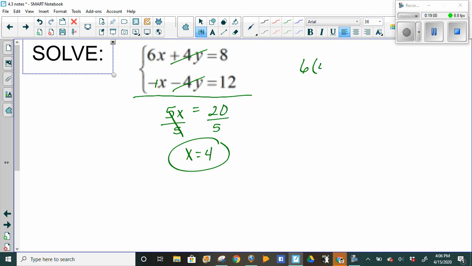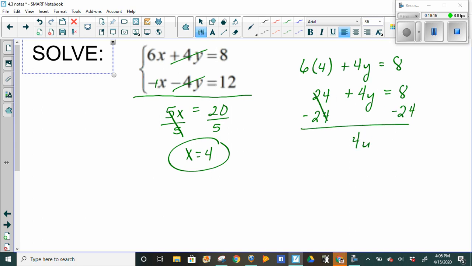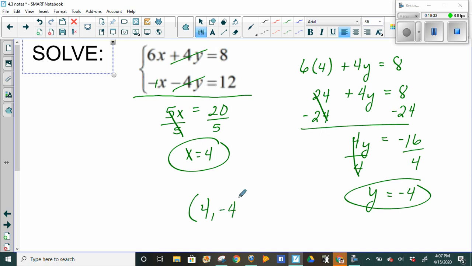Choose an equation. Let's go 6 times 4 plus 4y equals 8. 24 plus 4y equals 8. Subtract 24 on both sides. 4y equals 8 minus 24, which is negative 16. Divide by 4. Y is negative 4. Final solution, 4, negative 4. That is their point of intersection.